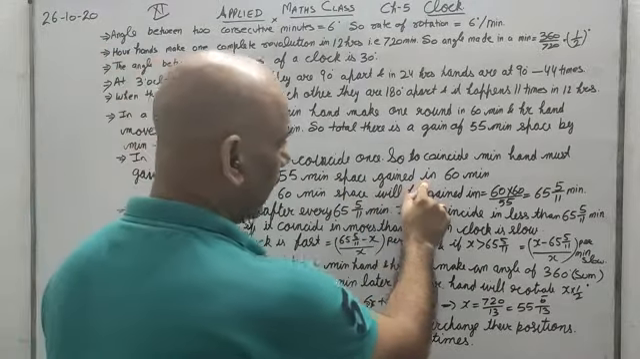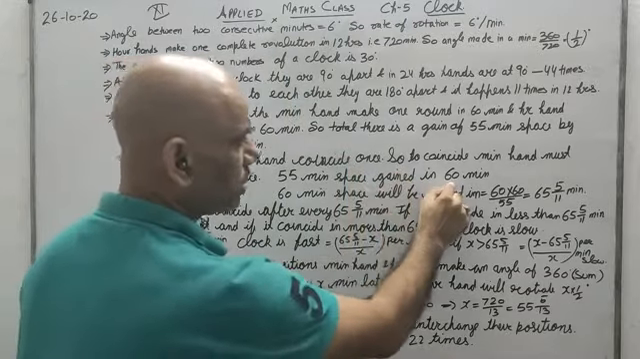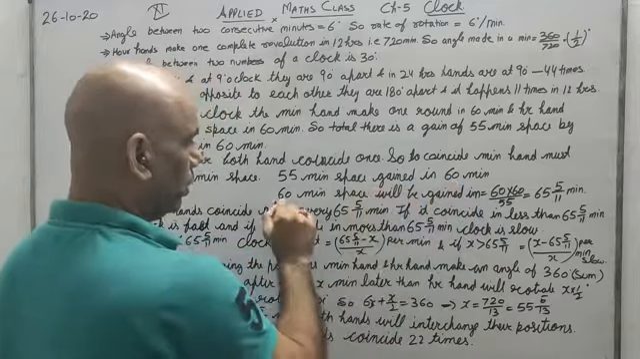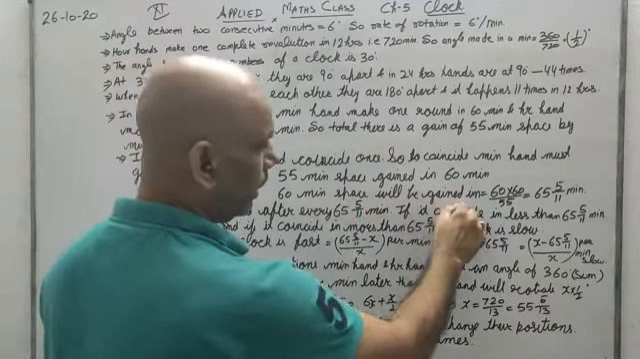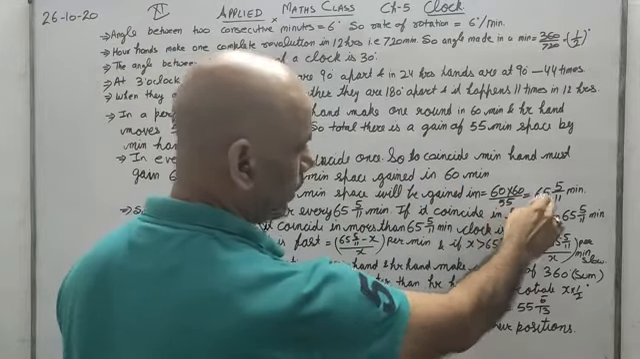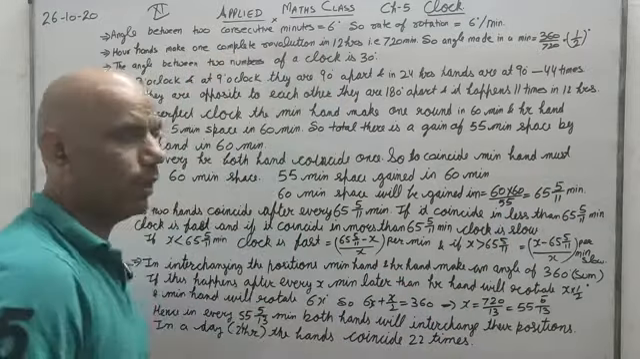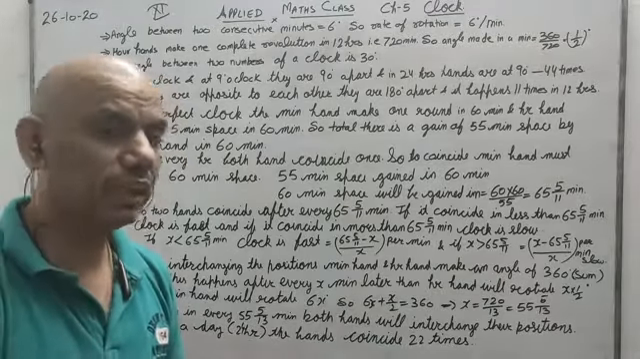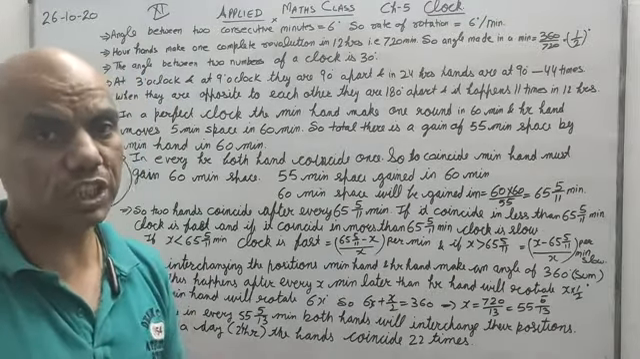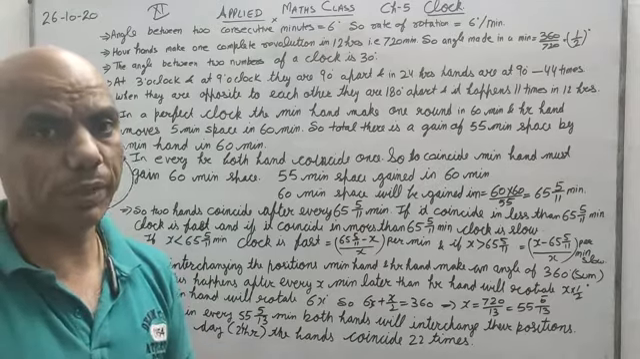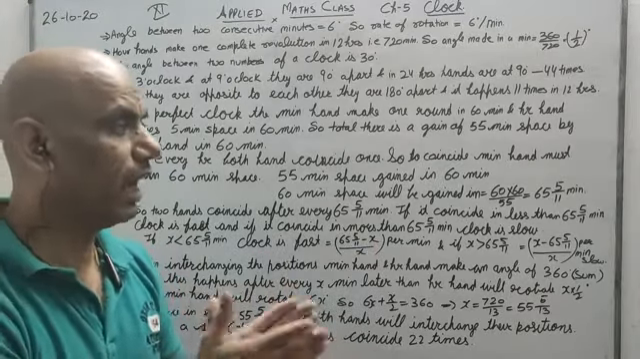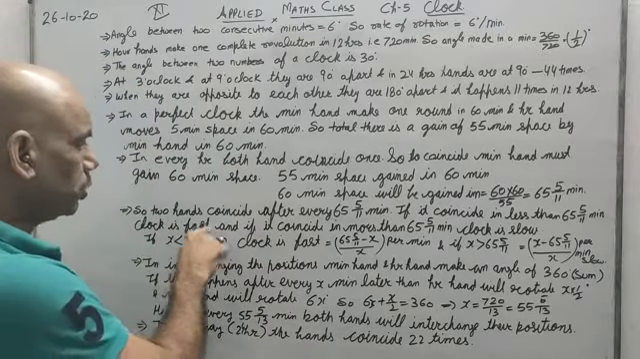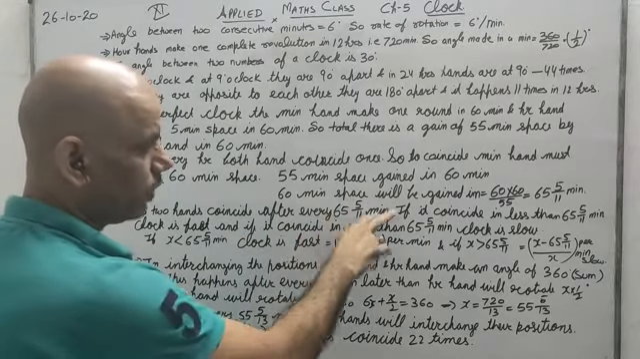55-minute space is gained by the minute hand in 60 minutes. So 60-minute space will be gained in 60 into 60 divided by 55, that is 65 5/11 minutes. So what this 65 5/11 minutes is telling us is that after every 65 5/11 minutes, both the hands will be together. They will coincide with each other. So two hands coincide after every 65 5/11 minutes.